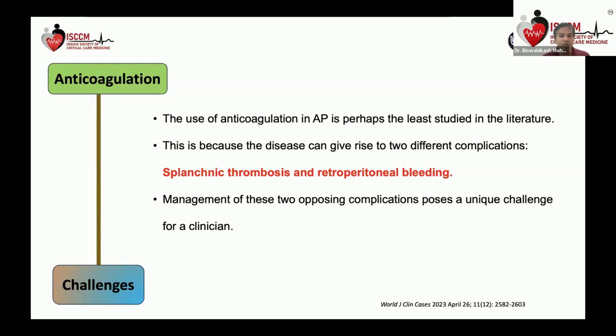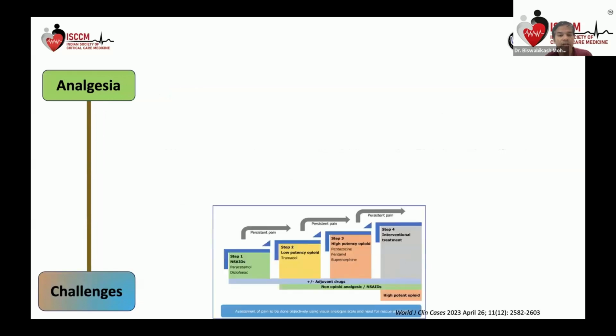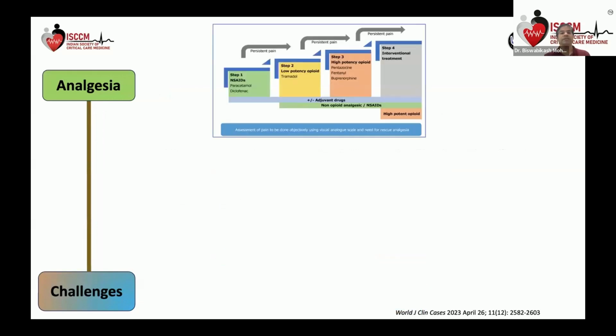So managing these two opposing complications poses a unique challenge for a clinician, whether to start chemical thromboprophylaxis or mechanical prophylaxis. Especially chemical prophylaxis is a challenge for the ICU specialist. Now, as you know, these pancreatitis patients present with severe abdominal pain. So we should have a protocol for how to start analgesia for acute pancreatitis.